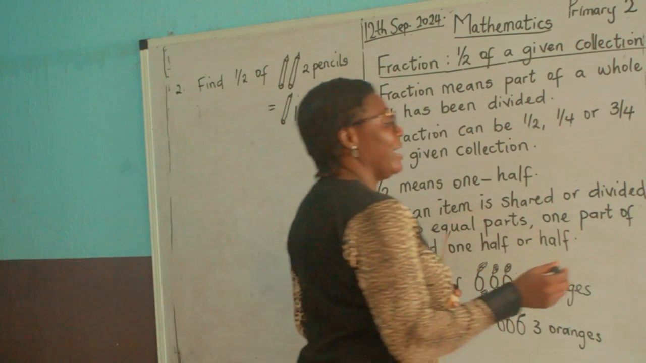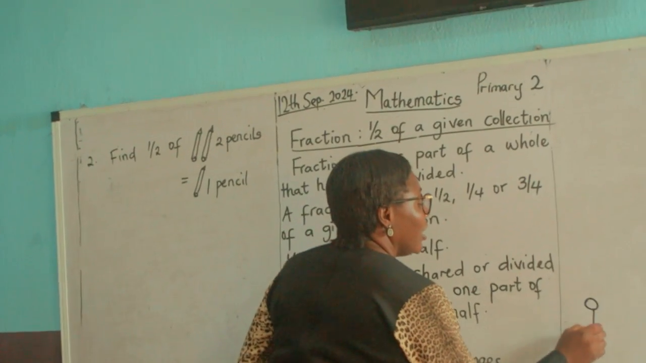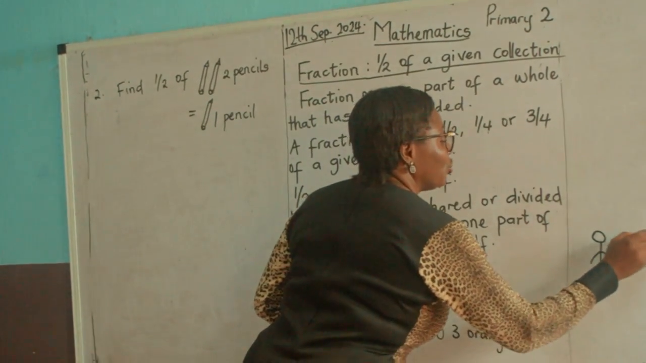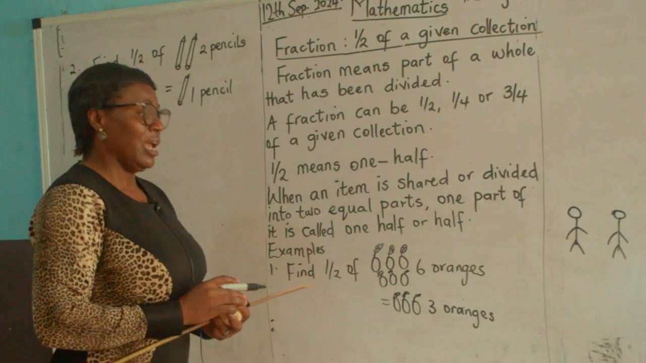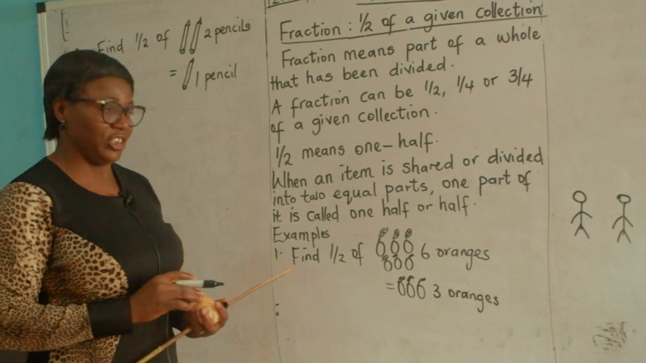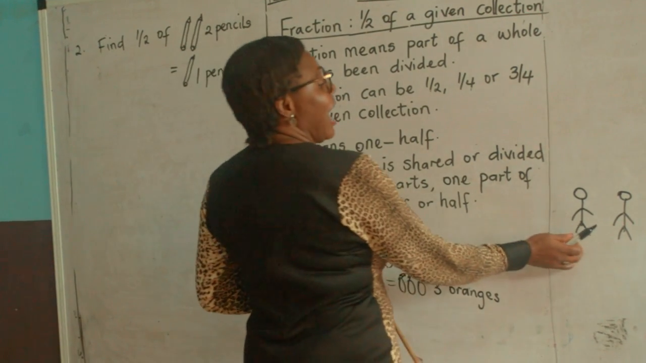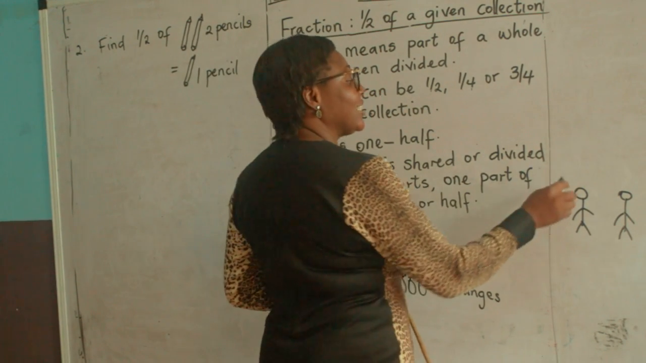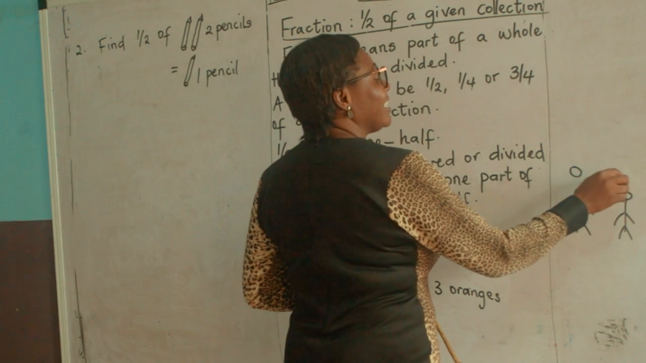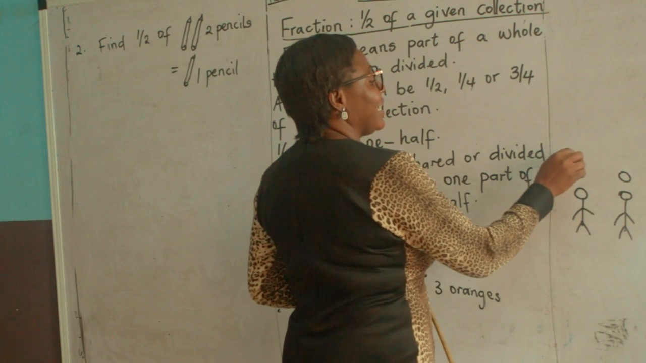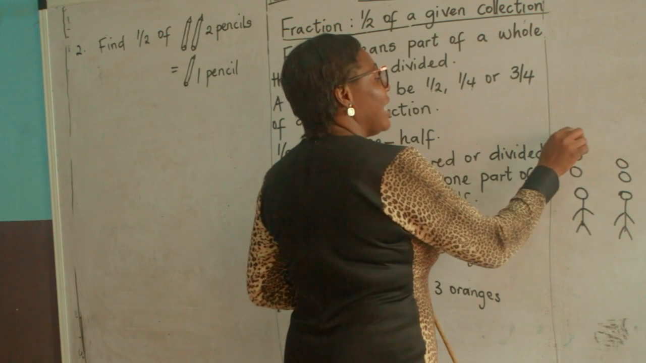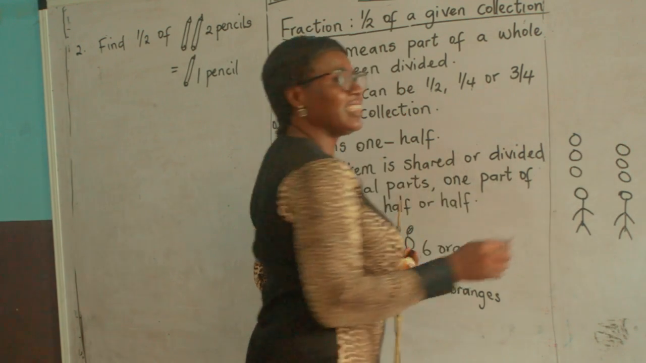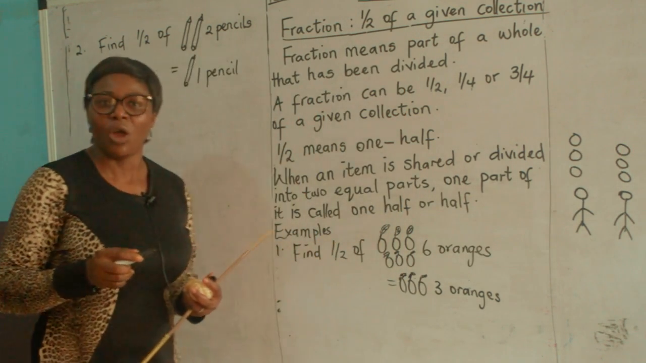Now let's look at the board. Let me make this illustration. These are the children sharing the oranges. Remember, we have six oranges. Let's say this is Olu and this is Blessing. Blessing takes one orange. Olu takes one. Blessing takes another. Olu takes another. Blessing takes another. Olu takes another, until you exhaust the 6 oranges.